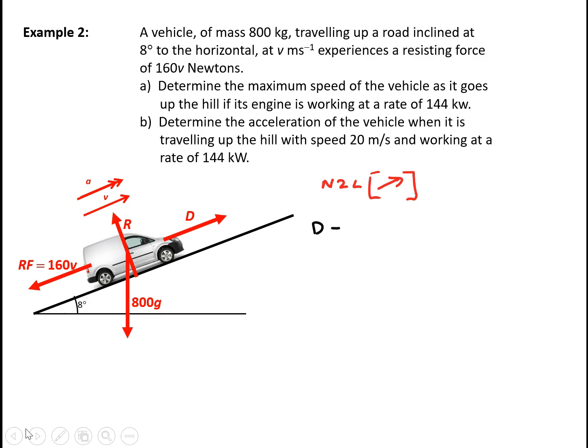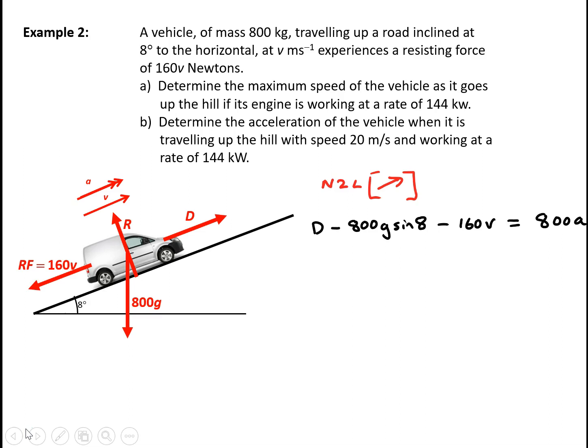Then we've got the component of the weight acting down the slope. So that's going to give me D minus, now the component of the weight acting down the slope is 800g sine 8, minus the resistive force, which also is acting down the slope, and the resistive force is 160v. So my resultant force is D minus 800g sine 8 minus 160v, must equal the mass 800 times by the acceleration a.